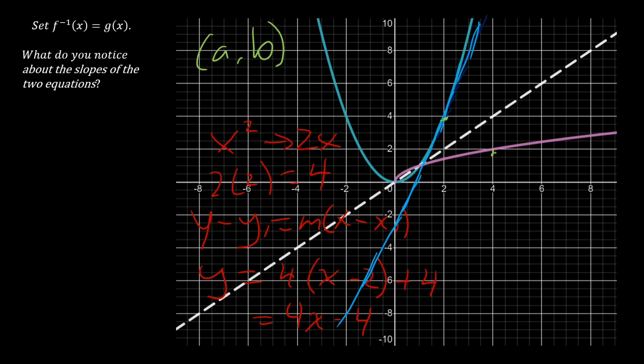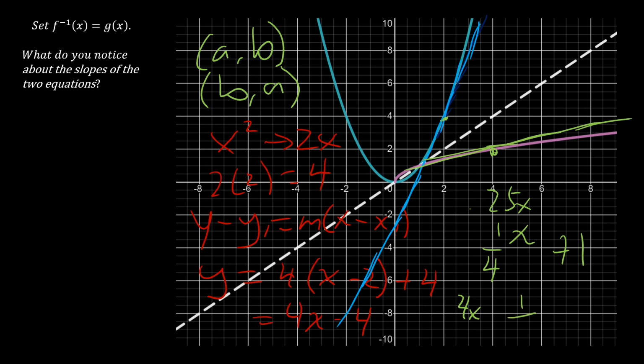So we're not using the same point, we're going to use the inverse point because we have to switch it to be a. But we're going to get something that looks a little bit like this. I'm going to tell you right now that that function is actually going to be 0.25x, which is equal to 1/4 x plus 1. Okay, and we can see here that 4x and 1/4 x is going to show reciprocal slopes.